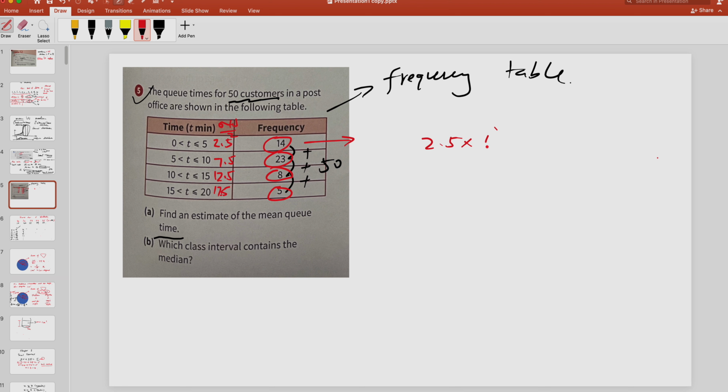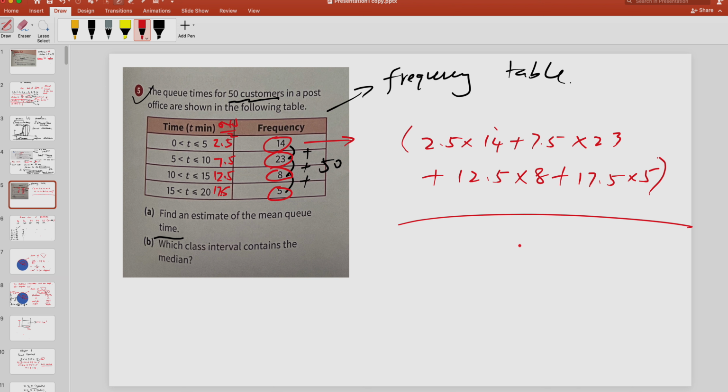So how do you get the mean? 2.5 times 14 plus 7.5 times 23, plus 12.5 times 8, plus 17.5 times 5. This is the total, divided by how many customers? 395 divided by 50. Correct. So this will be 7.9. Very good. So the average is 7.9 minutes per customer. Does it make sense? Yep. You don't want to estimate higher, you don't want to estimate lower. The fair one will be this.